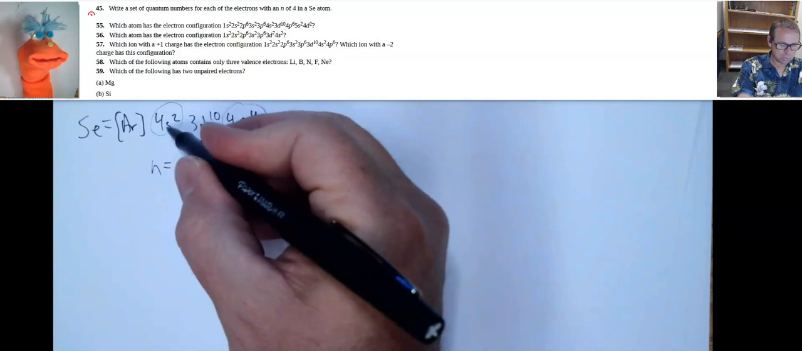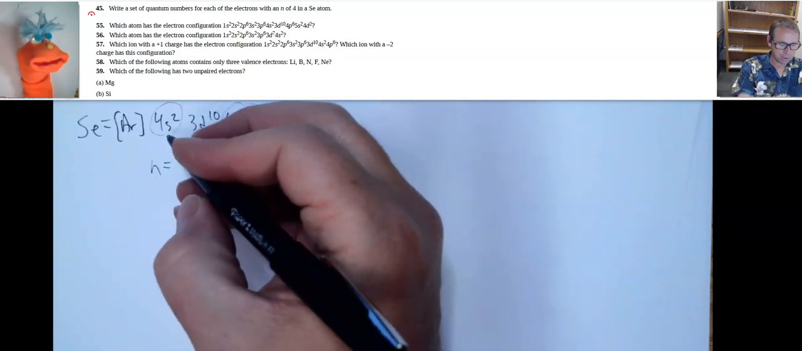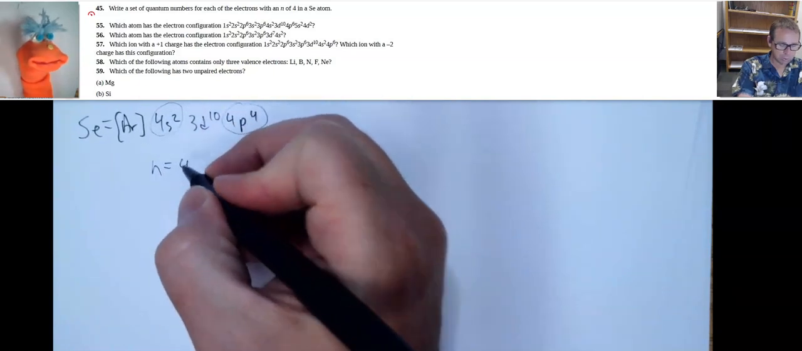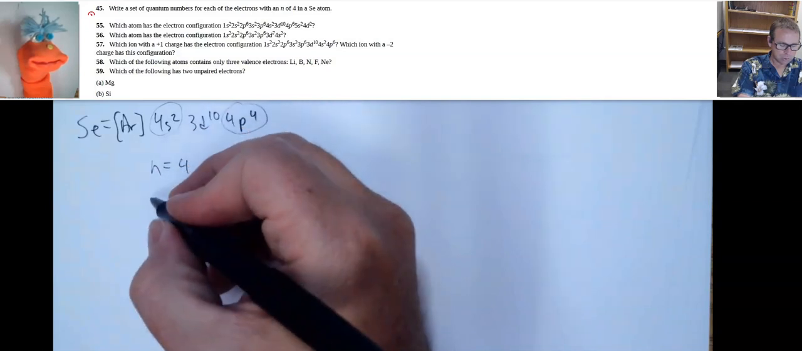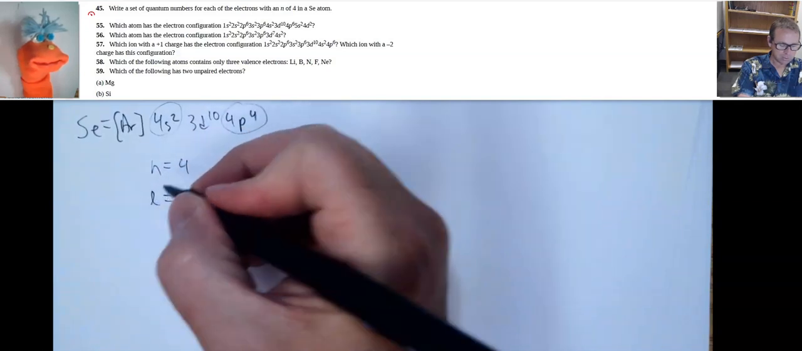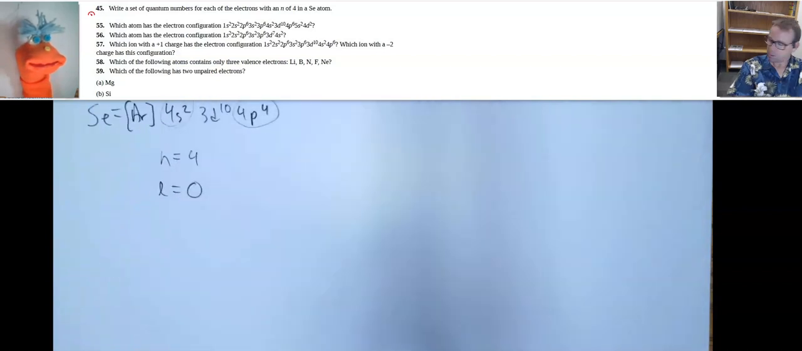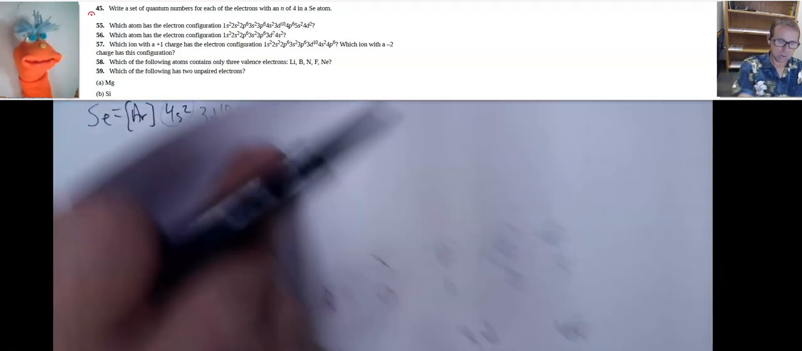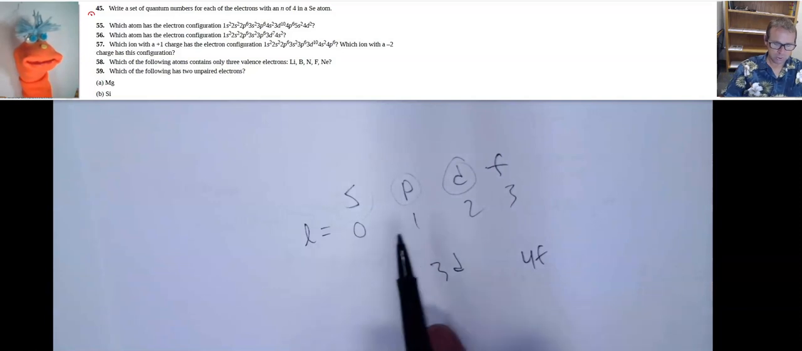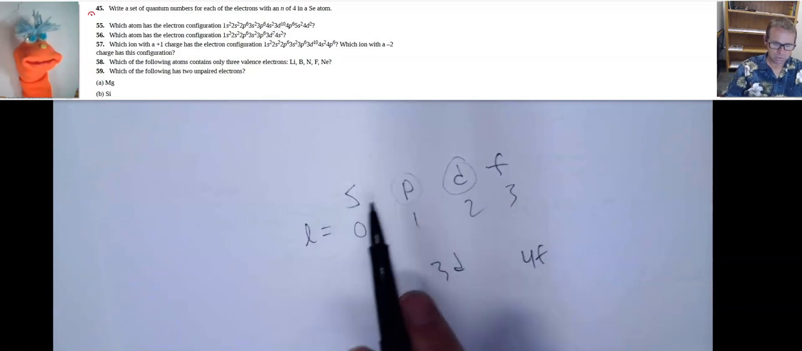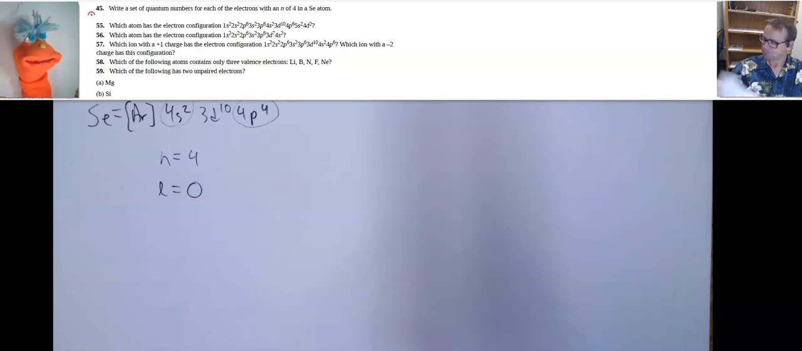N equals what for these 2 electrons? That's the 4, right? Yeah, N equals 4. 1 electron has a 4. What's the L value here? S is 0. Right, if it's an S, then the L value is 0. And we can just remember this, right? L for 0, 1, 2, 3, the letters are S, P, D, and F.